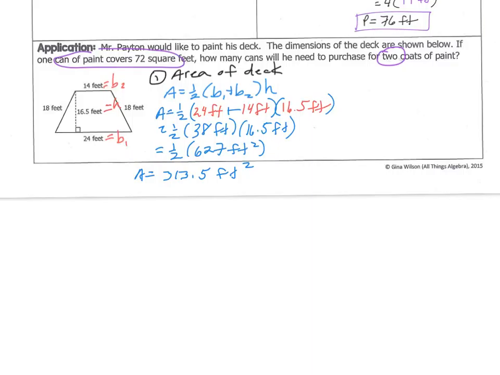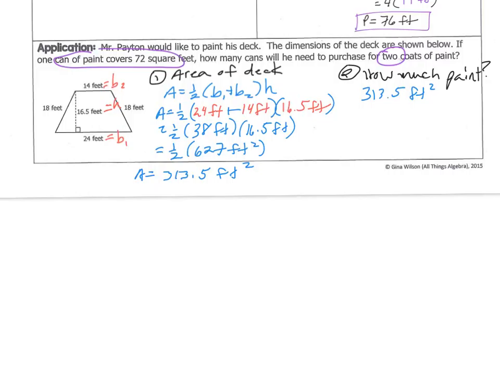Okay, so I'm going to Home Depot. I know the area of my deck. What do I do with that? I gotta buy paint. How much paint, right? So if the area of my deck is 313.5 feet squared, and 1 can of paint covers 72 square feet, how do I figure out how many cans of paint will cover my deck? You're going to divide, right?